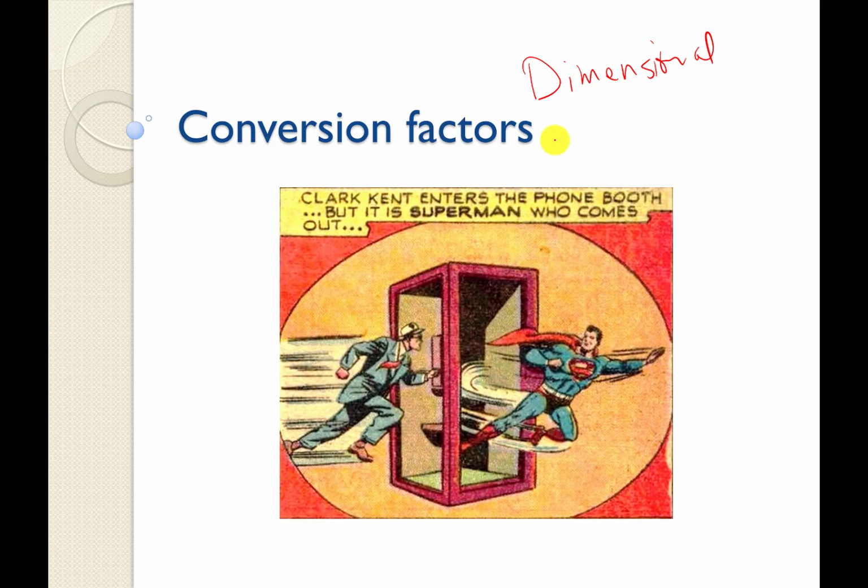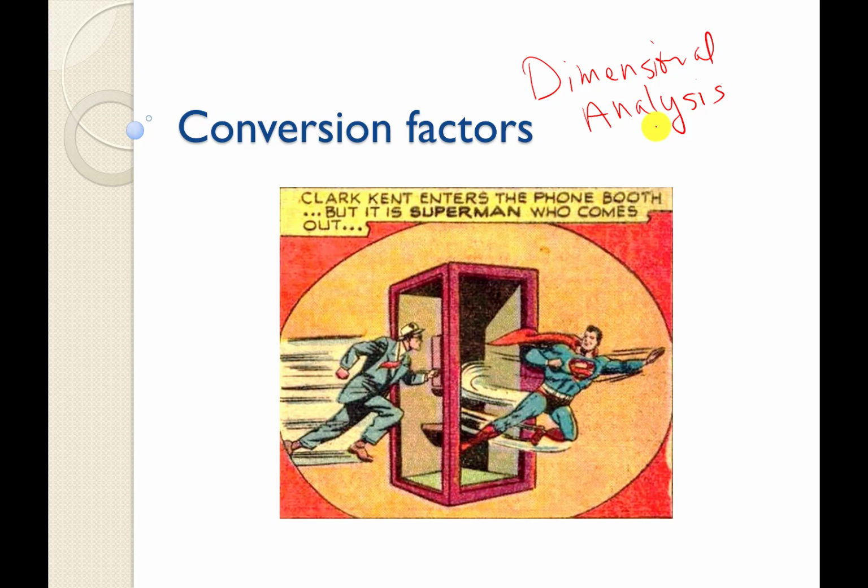But, of course, to introduce this topic, we have one of the great conversion factors of comics, and that is the phone booth. As you can see here, Clark Kent comes in a regular businessman and comes out Superman. So now we'll try to figure out how to do something similar when it comes to our units in chemistry. How do we start with something we don't want and end up with something we do want? You'll see that it's almost magical the way you go about this.